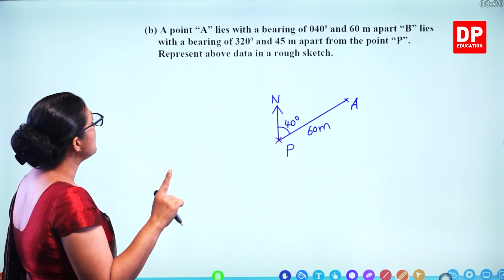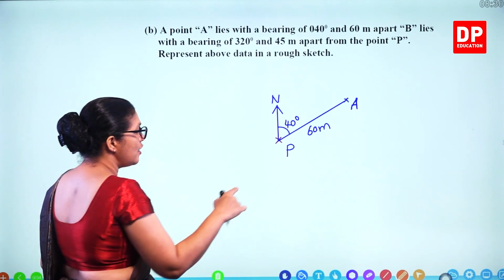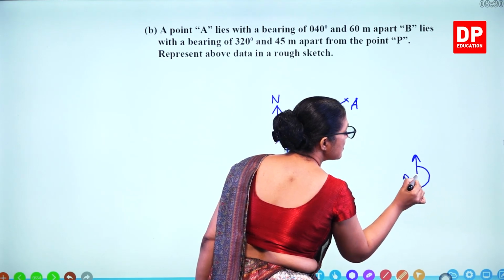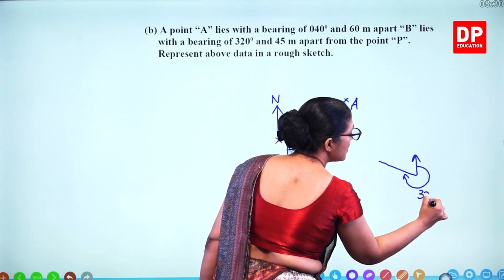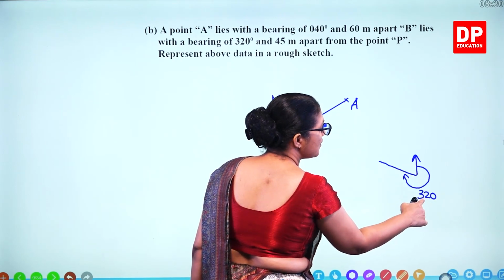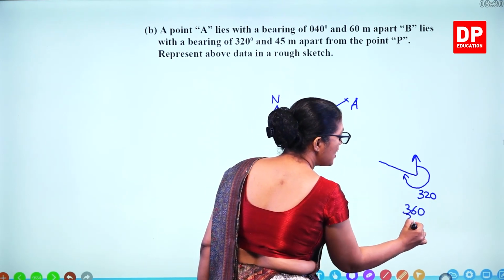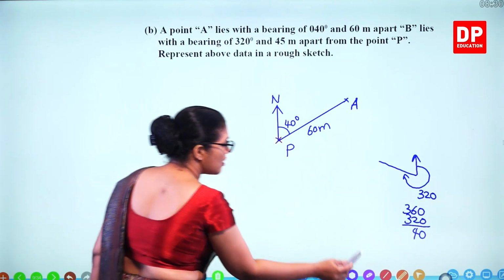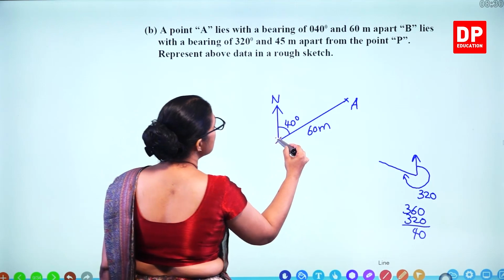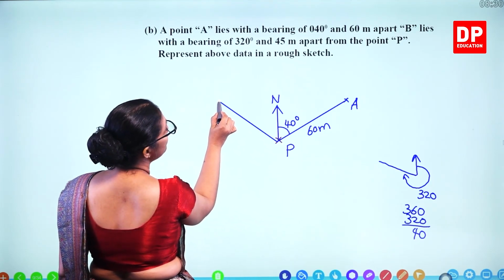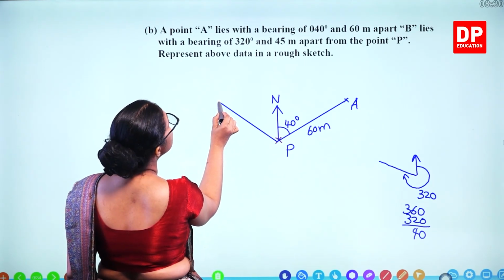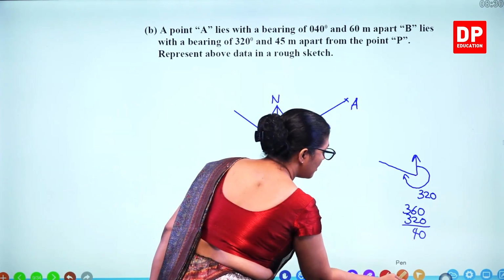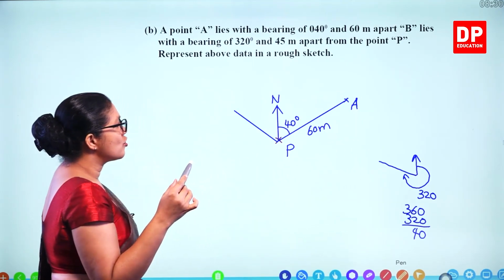Then B lies with the bearing of 320. So 320 from north means, what's this angle? This angle is 360 minus 320, you get 40 degrees. So 40 degrees here. So that means same angle from P. What's the distance? 45. So not like 60, it's a short one.